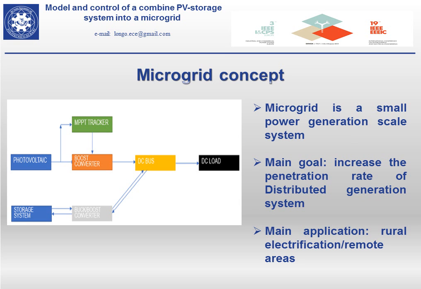So first of all, the microgrid concept. A microgrid is a small power generation scale system. In this paper, it is composed of photovoltaic system, storage system, and the associated power electronics. The microgrid is coupled in DC. So the main goal in general of microgrid is to increase the penetration rate of a distributed generation system, and the main application can be rural electrification to provide energy to remote areas.